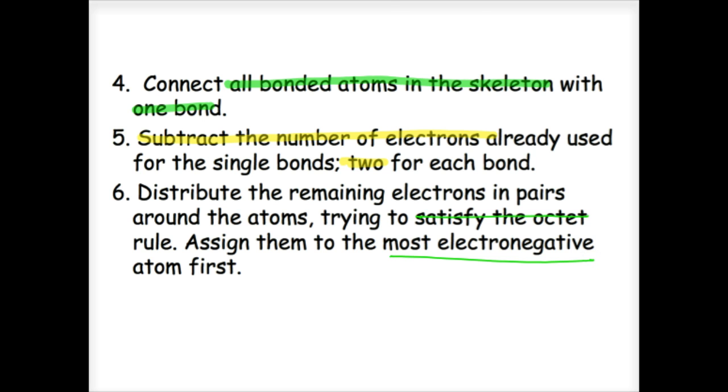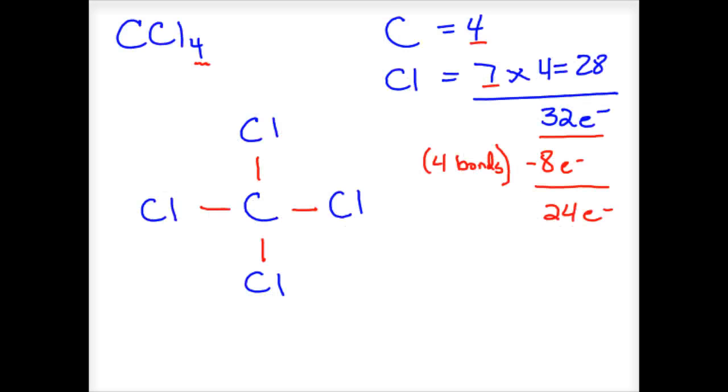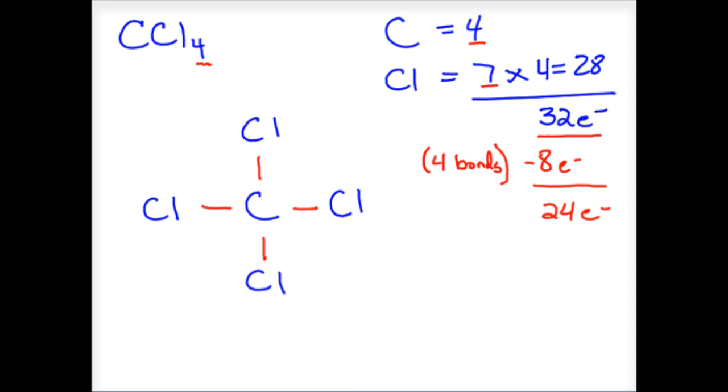In that case, the most electronegative atom is going to be my chlorine. And in order to do that, I'm now going to take my 24 electrons and put them around my chlorine atoms. Now, that means I have to satisfy my octet rule. So in order to satisfy my octet rule, I need 6 more electrons on each. So there's 1, 2, 3, 4, 5, 6.